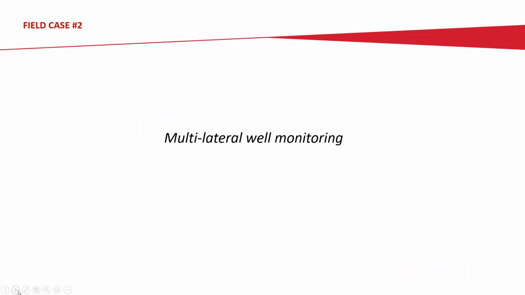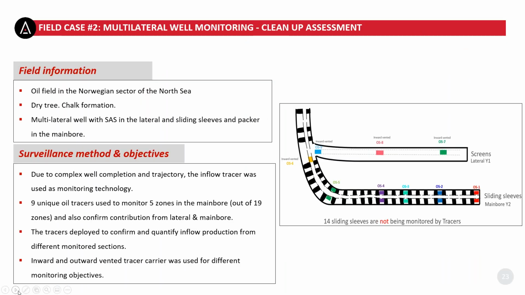Now we have monitoring in a multilateral well. So this well in particular is in an oil field located on the Norwegian continental shelf. This is a chalk formation. So this well is completed with sliding sleeves in the main bore and screens in the laterals. In total, it has 19 zones, and the operator wanted to monitor 5 out of these 19 zones with 9 unique tracers. So in this case, the tracer technology was actually chosen for monitoring the well due to the complex well completion and the complex trajectory.